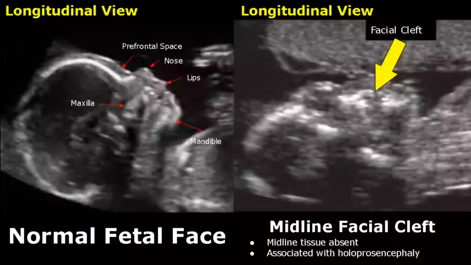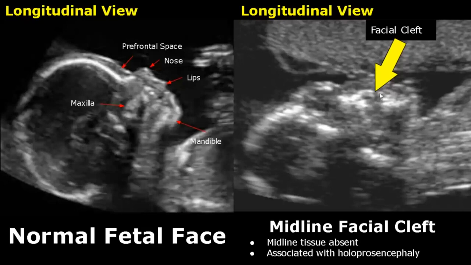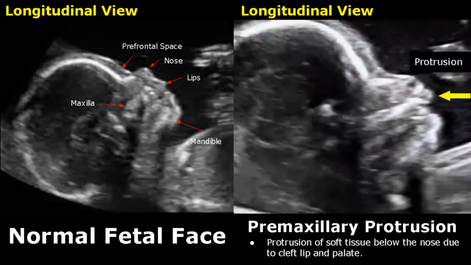Midline facial cleft is associated with holoprosencephaly. The face is deformed and there is absence of normal midline tissue. 3D ultrasound and MRI are much better modalities for such abnormalities.